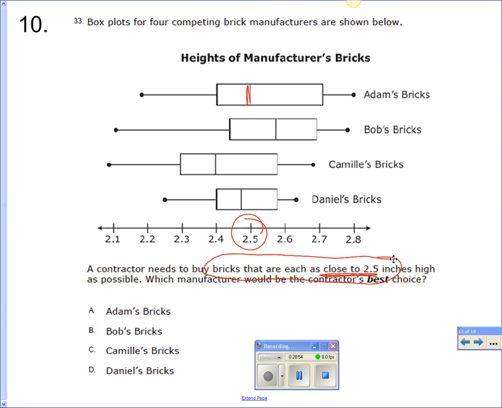What about Bob? Are his bricks really close to 2.5? His are spread out too. He makes bricks that are as small as 2.1. Same thing with Camille. Daniel's bricks are the closest to 2.5. The smallest one he makes is right here. The largest here. So chances are if you choose one of Daniel's bricks, he's going to be the closest to 2.5. Does that make sense? Okay, so the answer is D, Daniel's bricks.